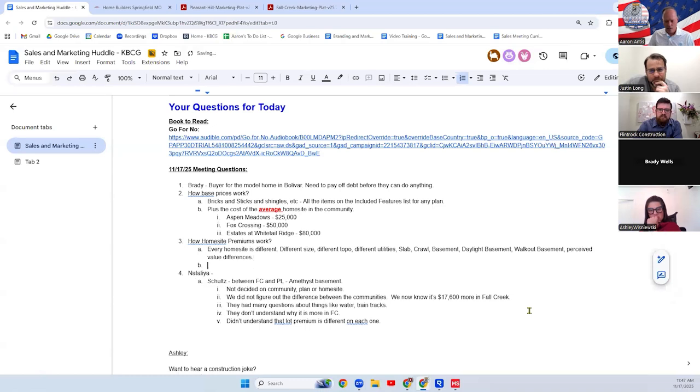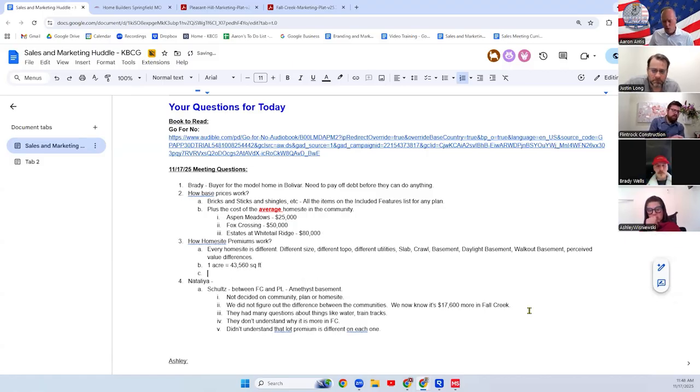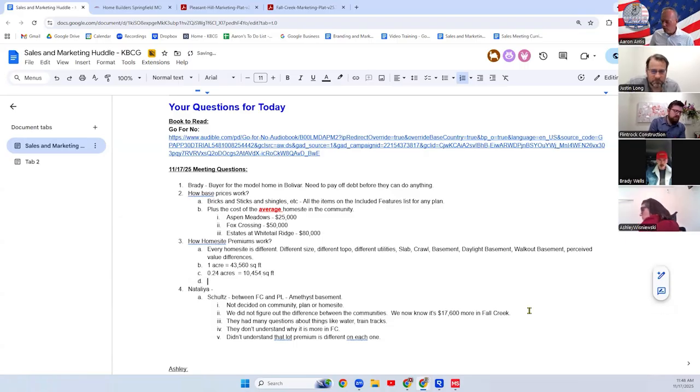Stay with me. 1 acre equals 43,560 square feet. If I go 0.24 acres, then it is 43,560 times 0.24. You getting the math? Yeah. 10,454 square feet. The other home site is 0.36 acres.